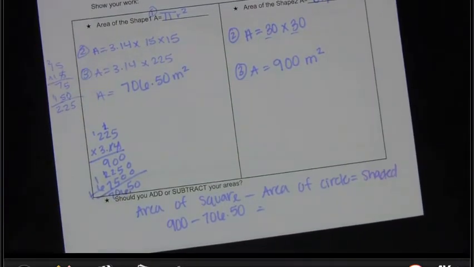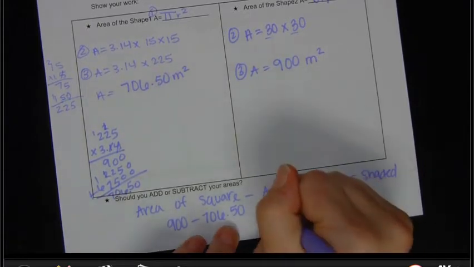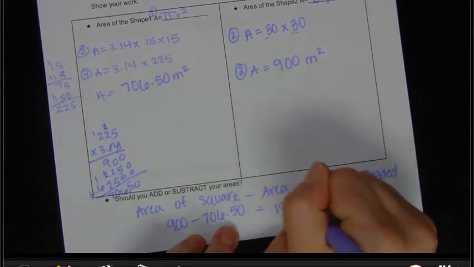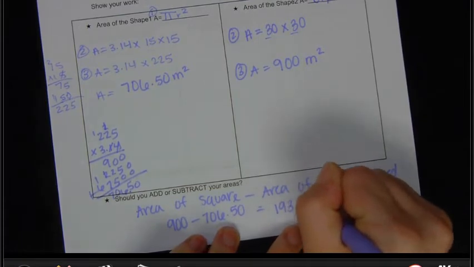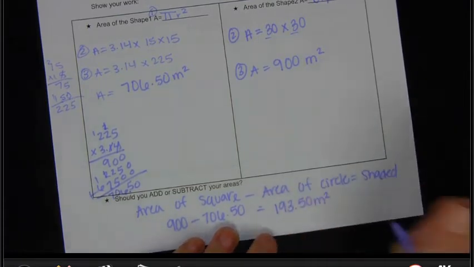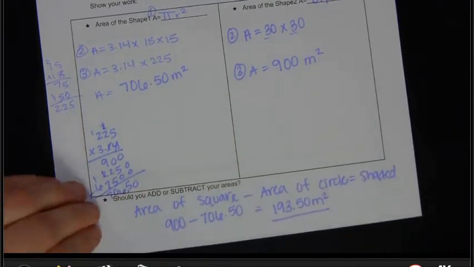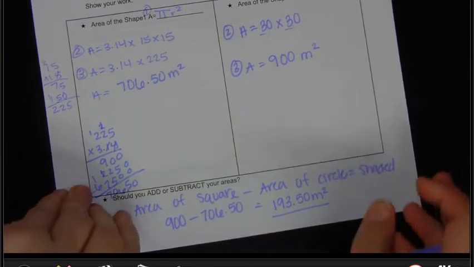Okay, so 900 minus 706.50, and the area of my shaded region should be 193.50 meters squared. That is the area of my shaded. Okay.